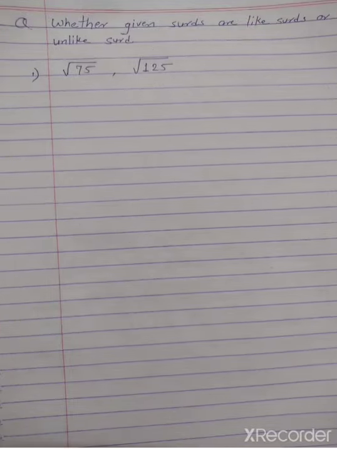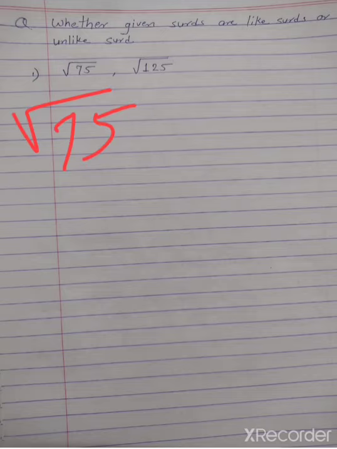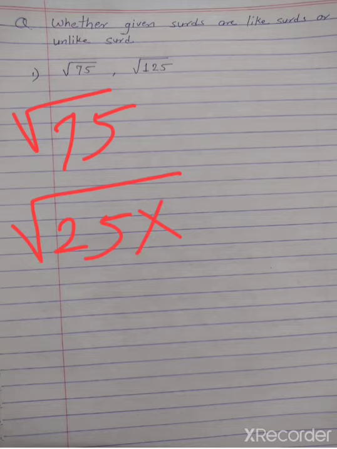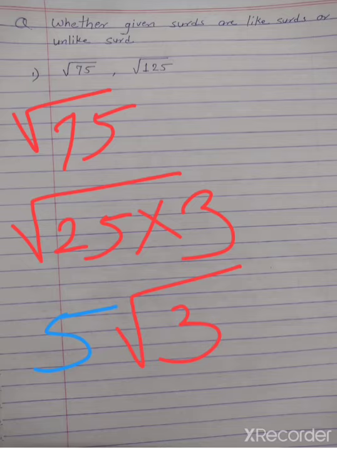Now let us find out whether these given surds are like surds or unlike surds. First convert this root 75 into its simplest form. You know how to convert it. First factorize in the form of a square number. You can select 25 as the square number. 25 times 3 is 75. Now take this 25 outside, so it will become 5, and on the radicand side only 3 is the radicand. So this is the simplest form of root 75.